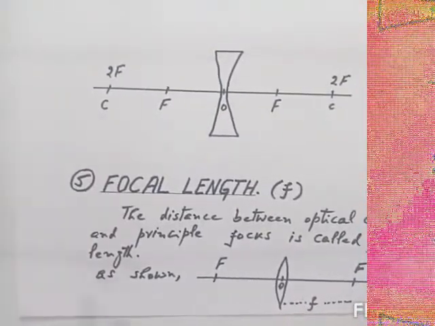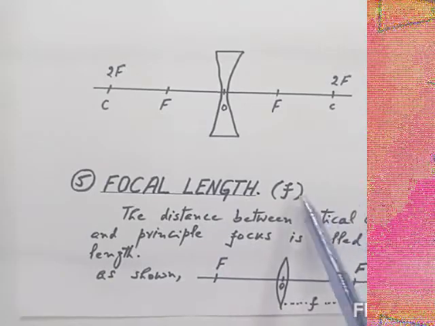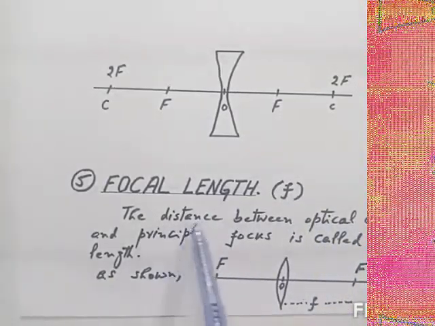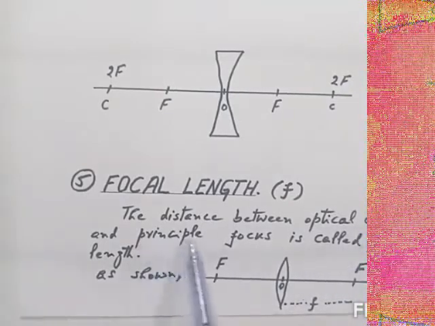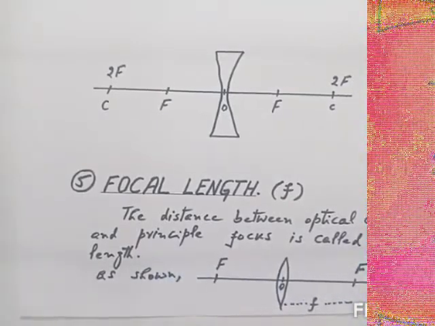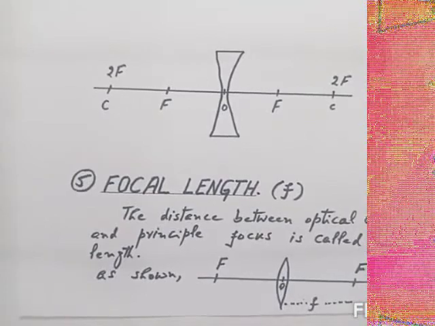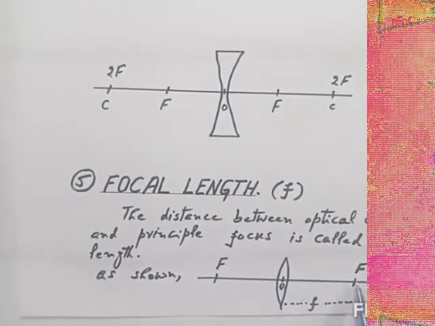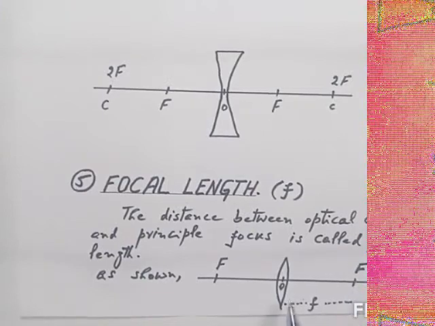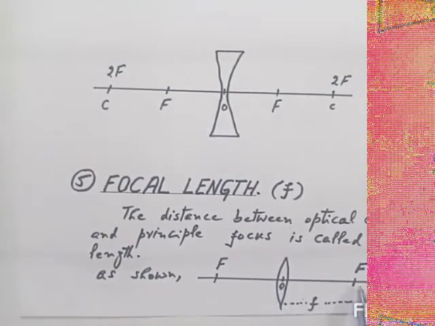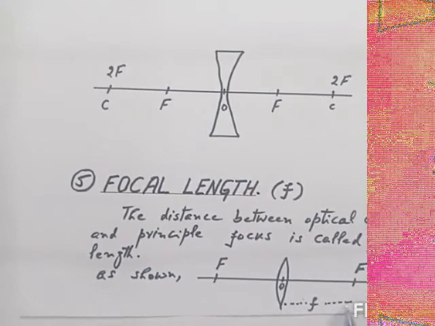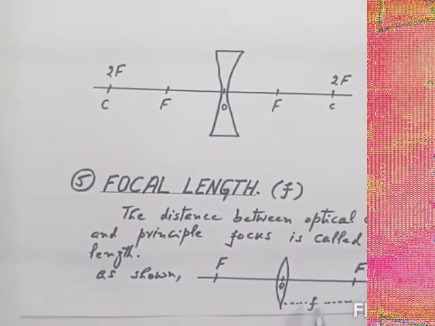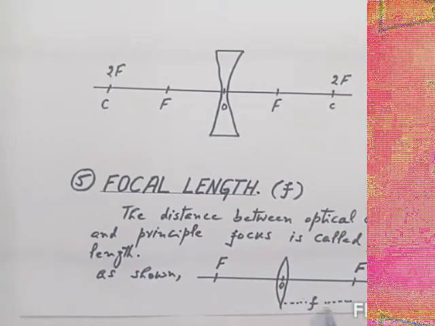Next term is called focal length. It is noted by F. What is focal length? The distance between optical center and principal focus is called focal length. Now this is the lens, and this is the optical center, and this is the focus point. So the distance between optical center and focus point is called focal length. So this distance is a focal length.